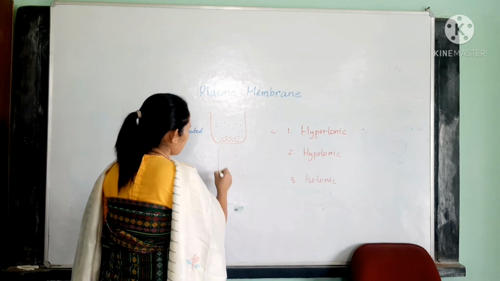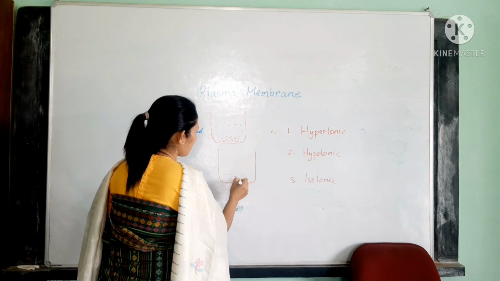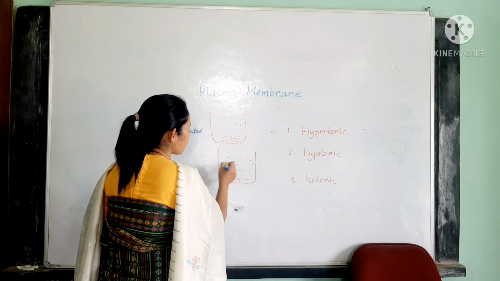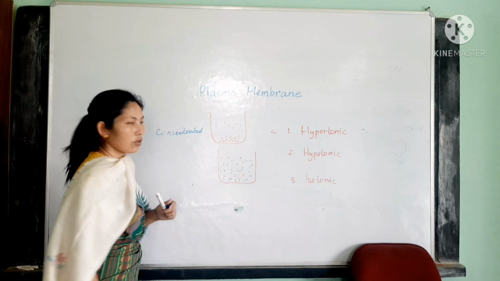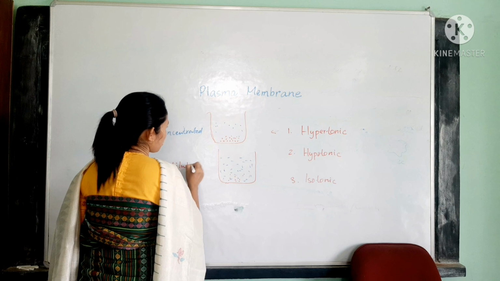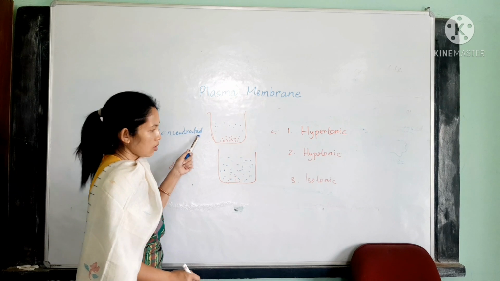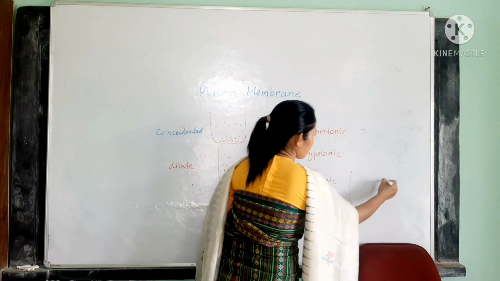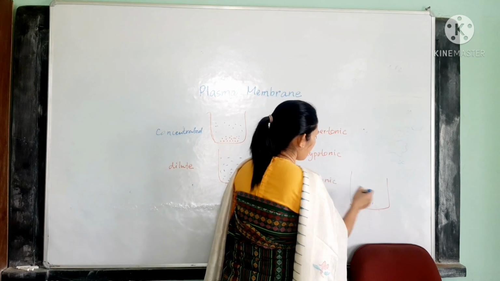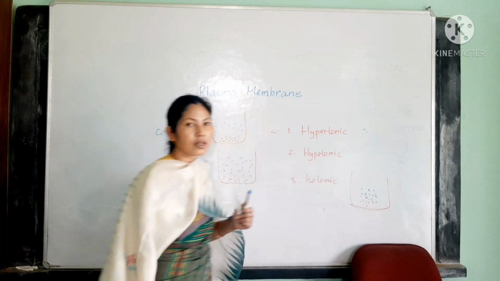In the second case, a hypotonic solution, the amount of solute is less compared to the amount of solvent. So the solvent is more here, but the solute is less. In this case it is a dilute solution, right? So hypotonic is a dilute solution and hypertonic is a concentrated solution. Whereas in an isotonic solution, the amount of solute and the amount of solvent are equal, right?